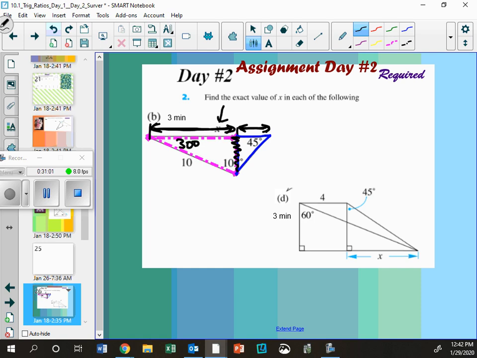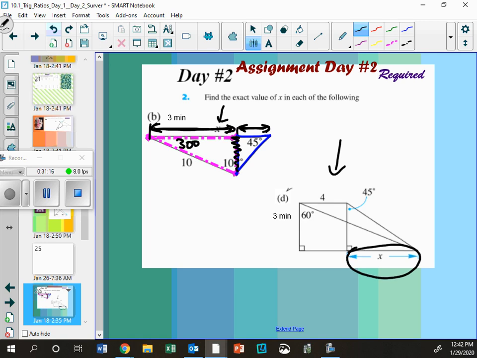All right, right triangles all over the place. I gave you some help getting started on that one. Here's another one. What do they want to know? They want to know x. That's this distance right here.